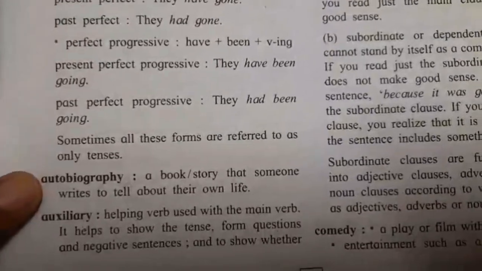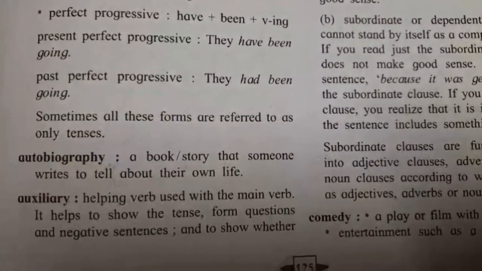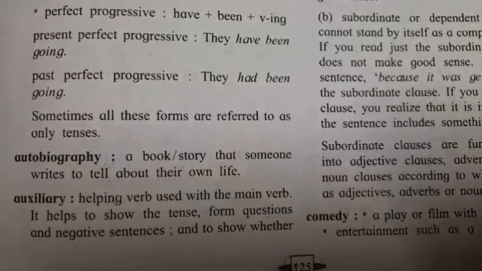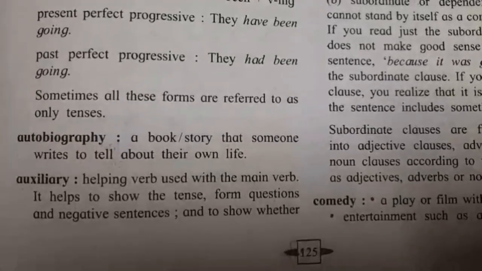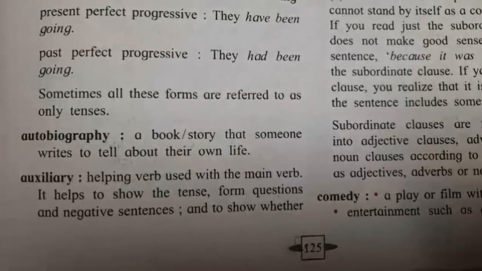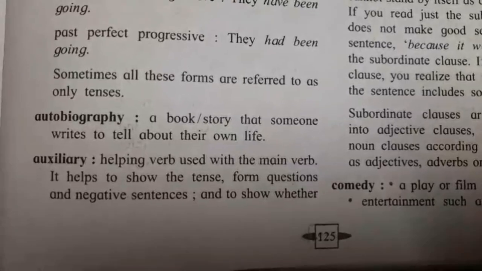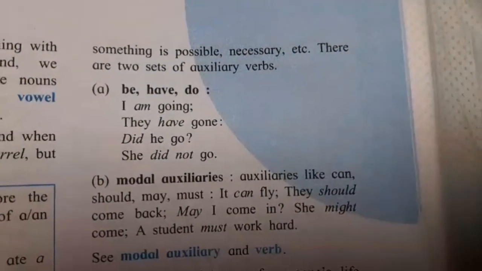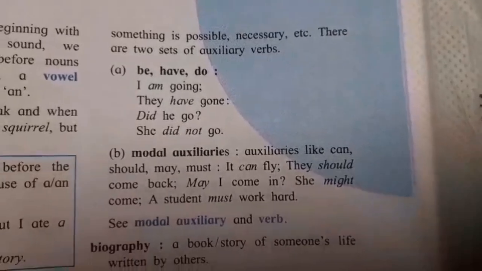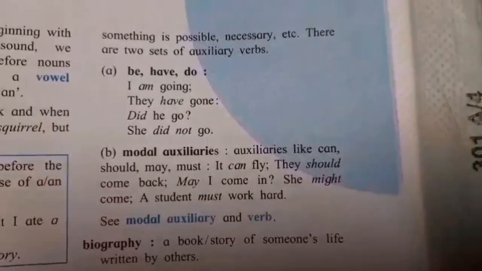Now this is a whole different concept. Autobiography, a book or story that someone writes to tell about their own life. Auxiliary. Auxiliary is a helping verb used with the main verb. It helps to show the tense, form questions and negative sentences, and to show whether something is possible or necessary, etc. These are two sets of auxiliary verbs: be, have, do.